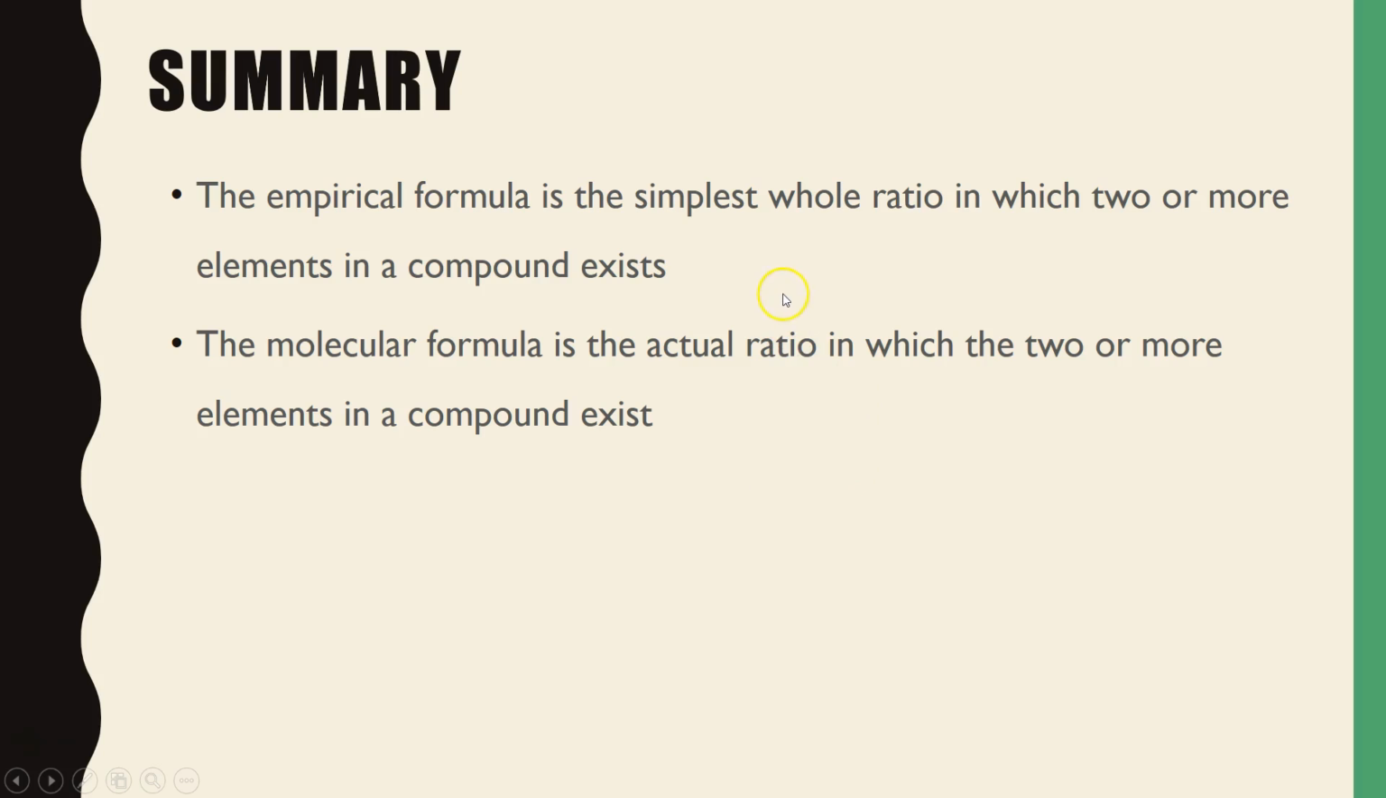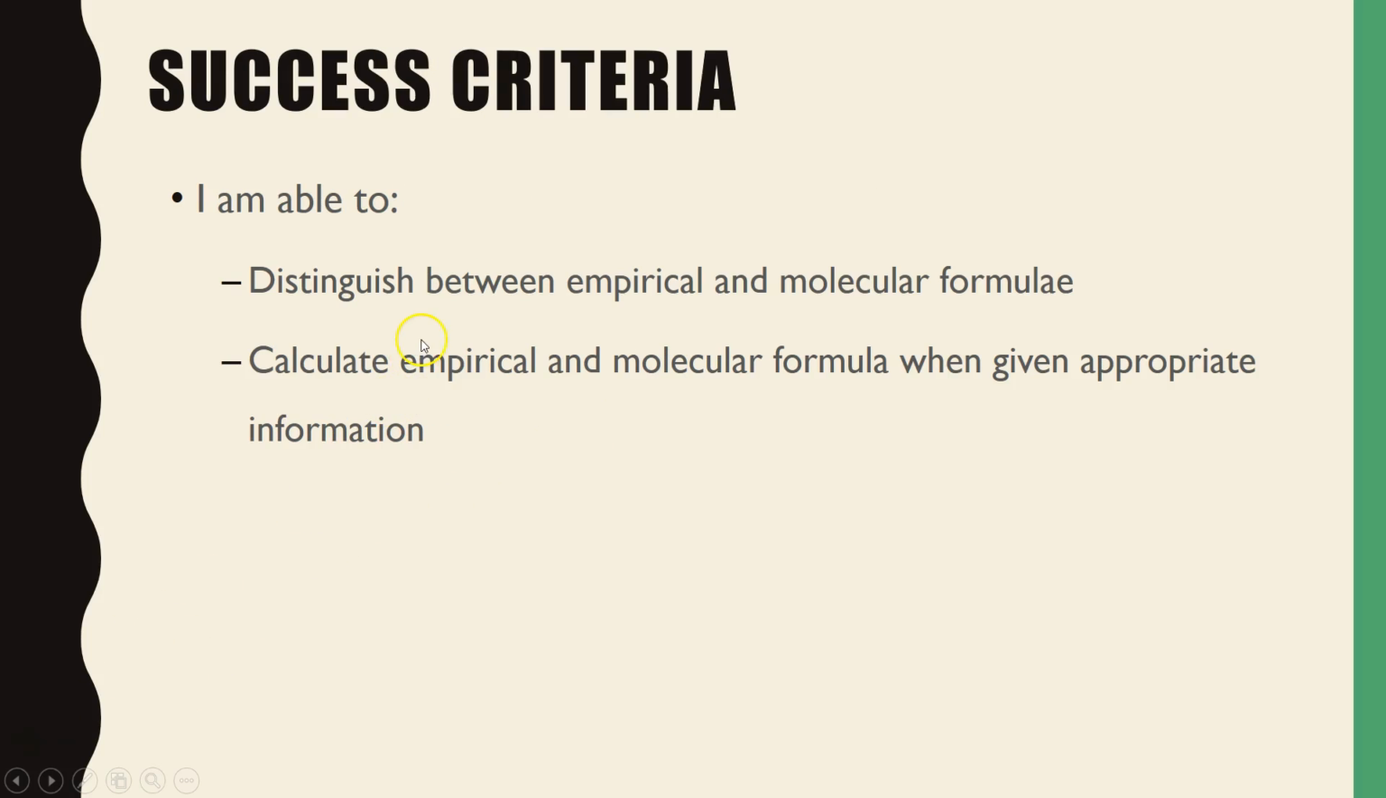This is the summary of today's lesson. The empirical formula is the simplest whole ratio in which two or more elements combine, and the molecular formula is the actual ratio in which the two or more elements in a compound combine or exist. This is what you need to know by today. You need to be able to distinguish between what an empirical formula is and what a molecular formula is, and be able to calculate empirical and molecular formula when given the appropriate information.